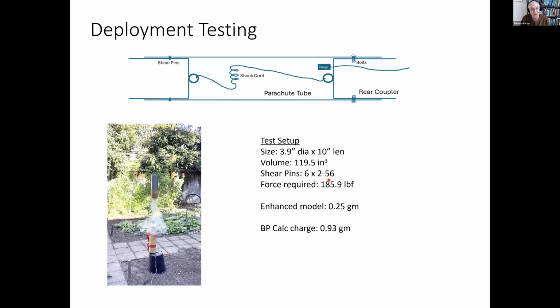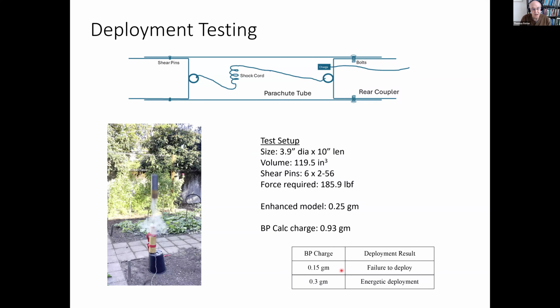6 number 256 shear pins, whereas the original black powder calculator said 0.93 grams would be necessary. In doing the test, we see that 0.15 grams failed to deploy the nose cone and 0.3 grams energetically deploys the nose cone. So these two numbers bracket the amount predicted by the enhanced model. That validates the pressure chamber test and the enhanced model, but it still doesn't explain the deployment failures. There's still one missing piece.